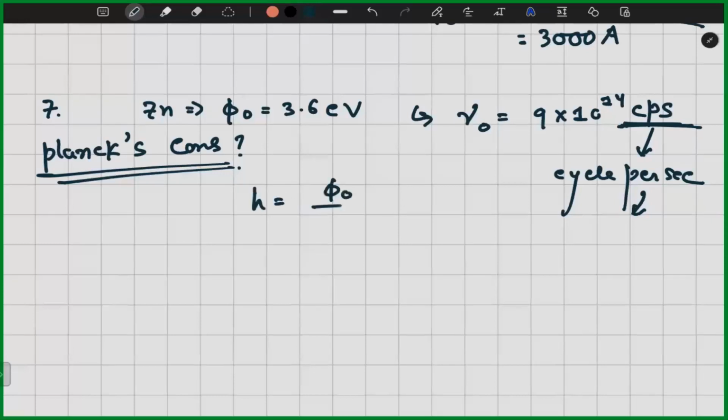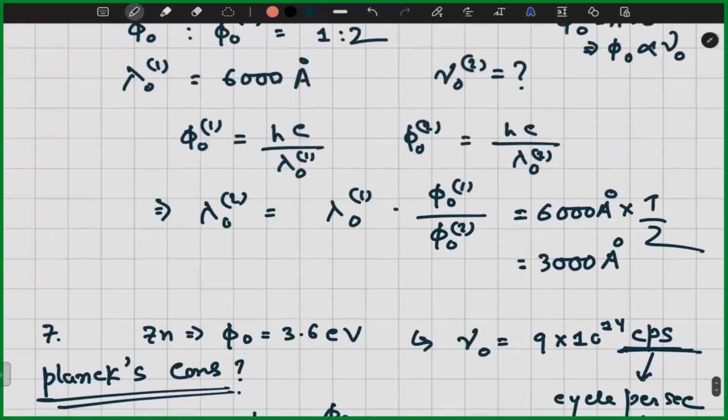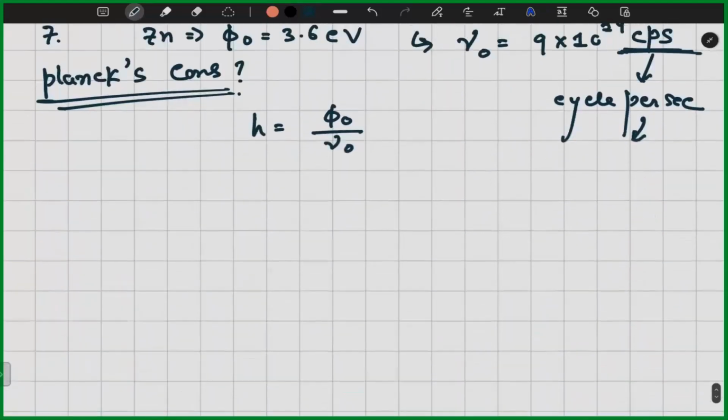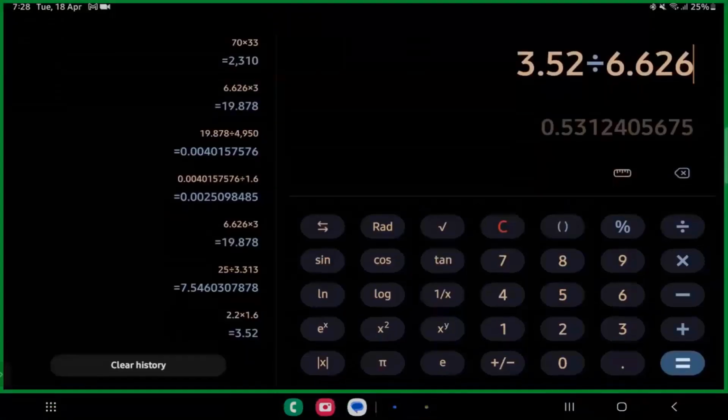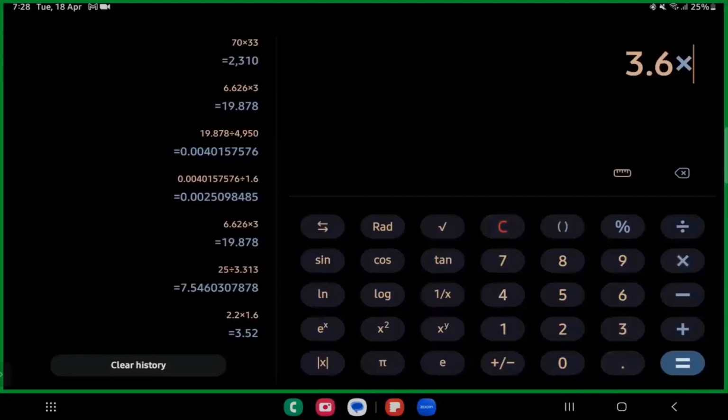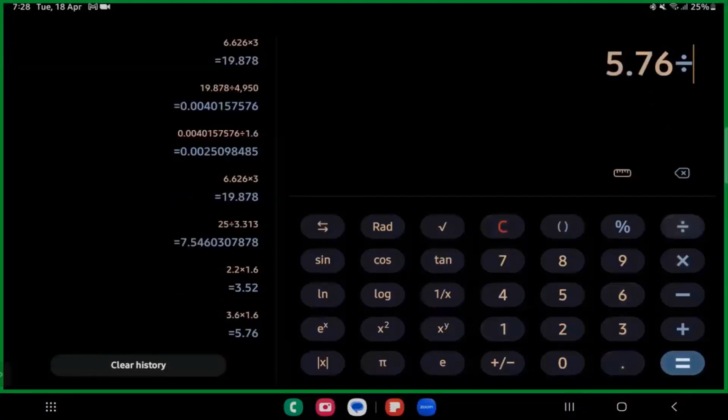So h will be phi 0 by nu 0, because we know this, right? If we put the values, then we'll obtain it. So it is 3.6, 1.6, right? 3.6, 0.64.